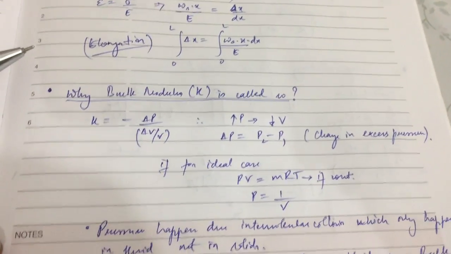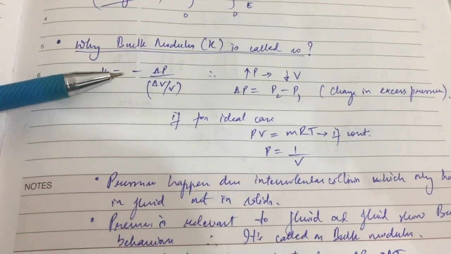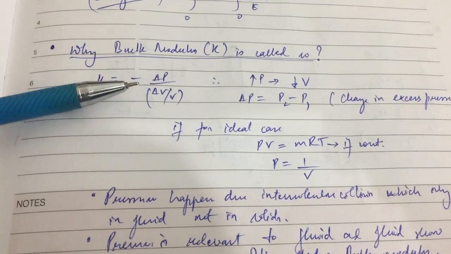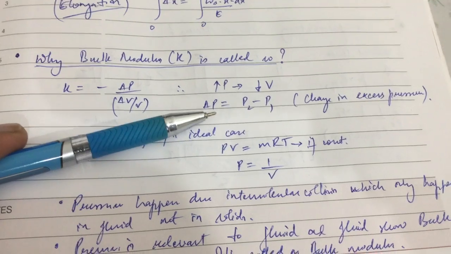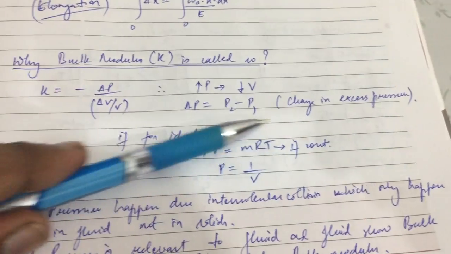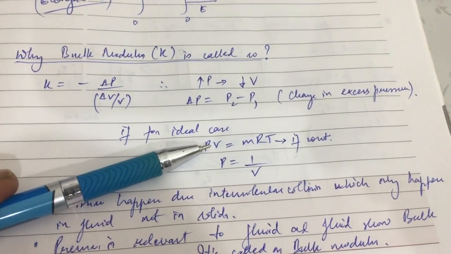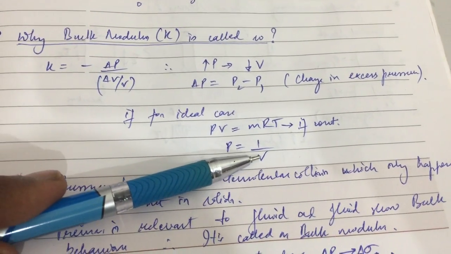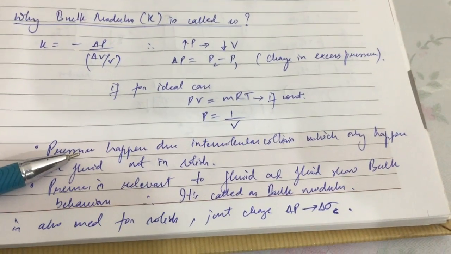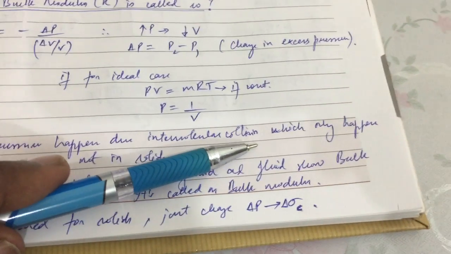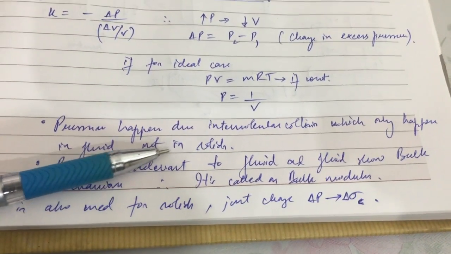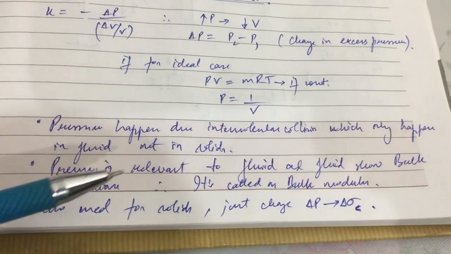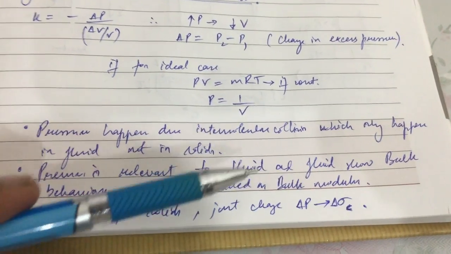Then the other question is, why is bulk modulus called so? As we know the bulk modulus formula from the earlier section, K is equal to minus delta P by volumetric strain. As we know, if the pressure increases, the volume decreases. So basically dP is nothing but the change in the excess pressure. For the ideal case for fluids or gases, PV is equal to mRT. If this is a constant, then pressure is inversely proportional to the volume. The pressure happens due to the intermolecular collision between the fluids, which only happens in fluids, not in solids. So basically that means the pressure is relevant to the fluid, and as the fluid shows the bulk property, this modulus is called bulk modulus.